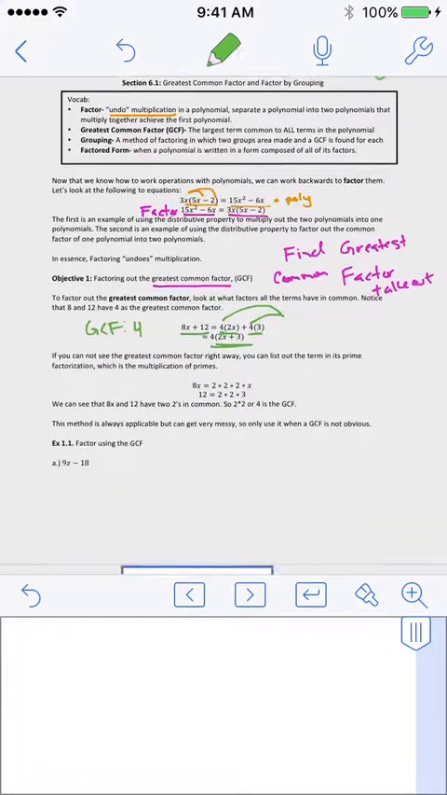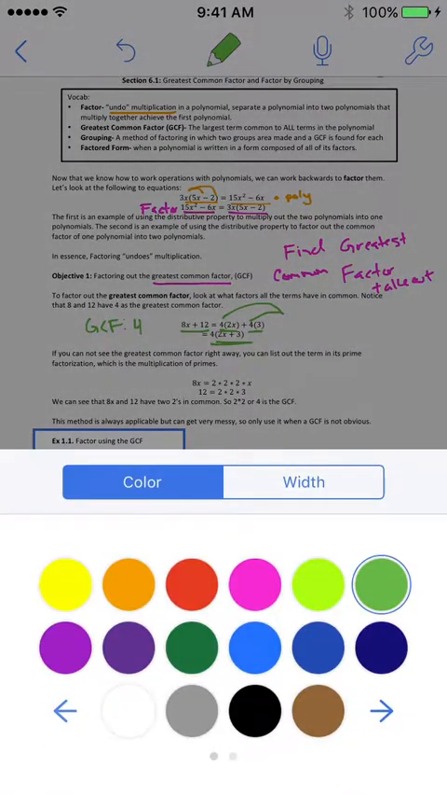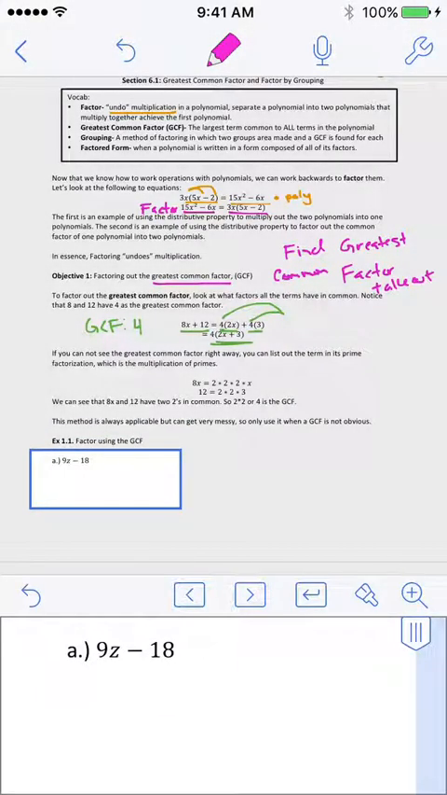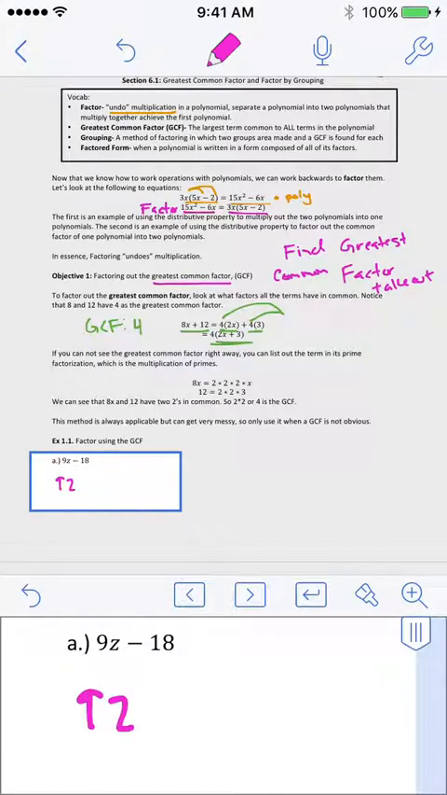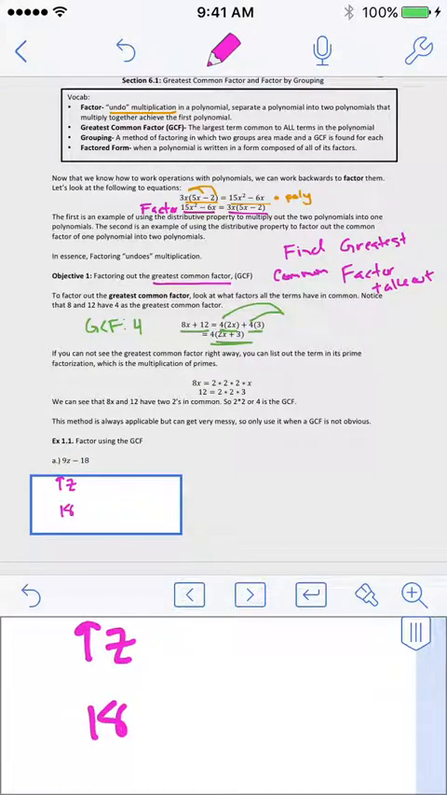All right, let's try this again with one down here. I've got 9z minus 18. So I'm going to look at these two separately, 9z and 18. I'm going to ignore the negative one for just a minute.